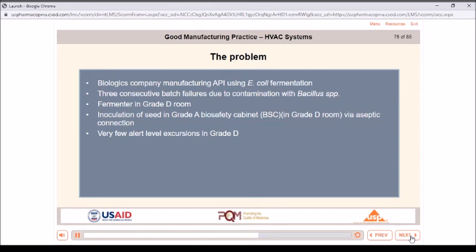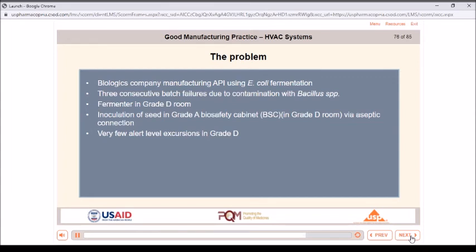The fermenter was situated in a grade D room, which meets current industry norms and expectations, but cannot be considered as best practice. The inoculation is performed in a grade A biosafety cabinet, BSC, situated in the fermenter room. This is not the norm, but may have been more common at the time of the incident.